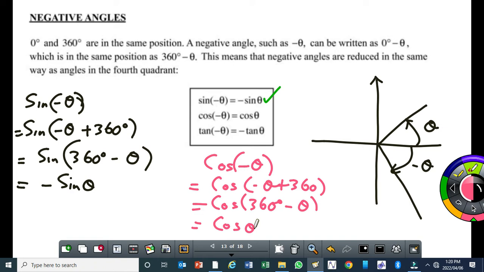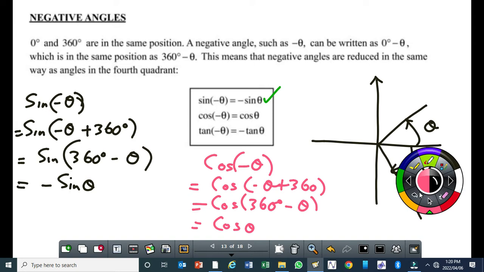Cos of a negative angle is always equivalent to the cos of the positive of the same angle. Or any angle actually. The cosine of any negative angle is equivalent to the cosine of the positive of the same angle. So cos 300 is equivalent to cos minus 300. You can check that with your calculator.